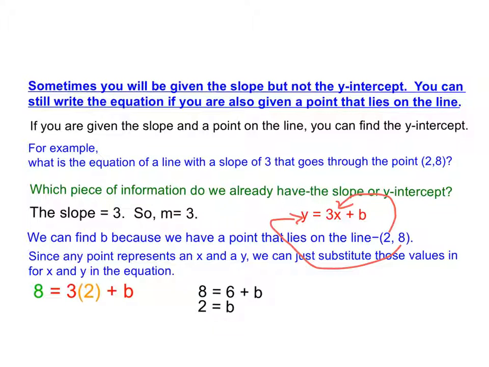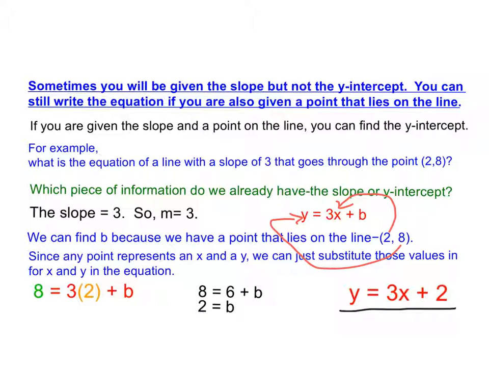So I have everything I need to write the equation. What's the equation that has slope 3 and goes through (2, 8)? The final equation: y equals 3x plus 2. That's my final equation. This is the work that I need to do in order to find the y-intercept. I already had the slope.